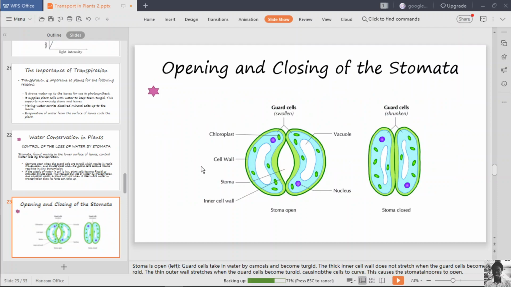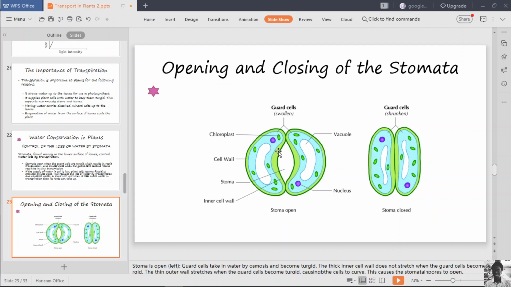So here we have the stomata. Okay, we have a diagram showing the opening and closing of the stomata. To the left we have an open stoma, right? Singular stoma, plural stomata. So the guard cells take in water by osmosis for photosynthesis. And when the water moves into the guard cells, the volume of water and the pressure of water on the inside of the membrane becomes larger, and the pressure begins to push against the cell wall.